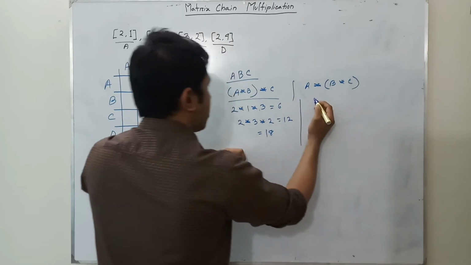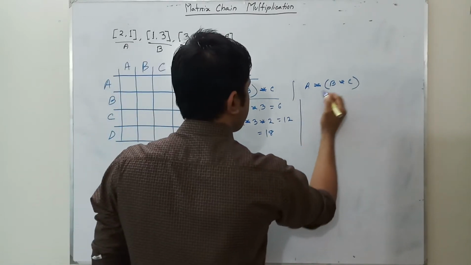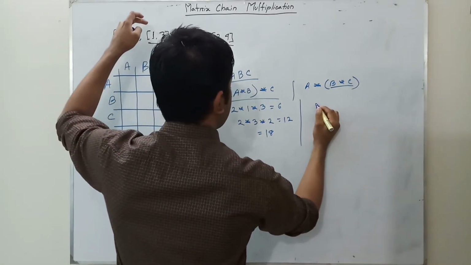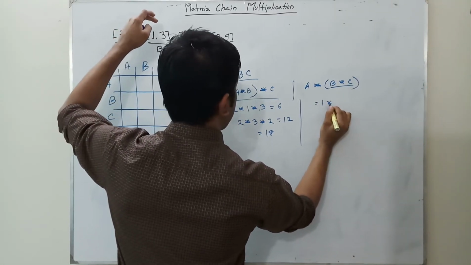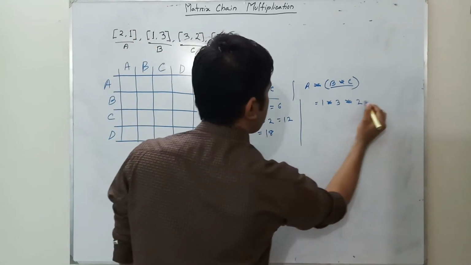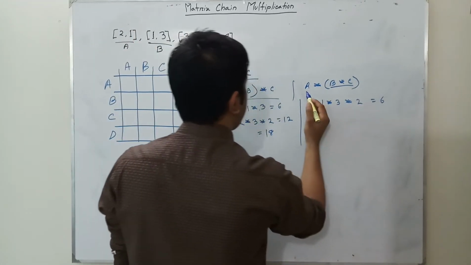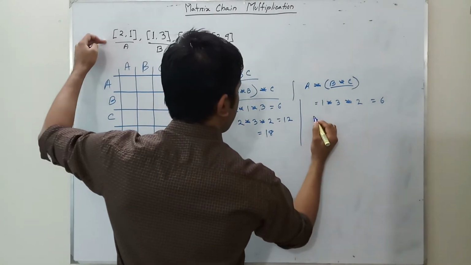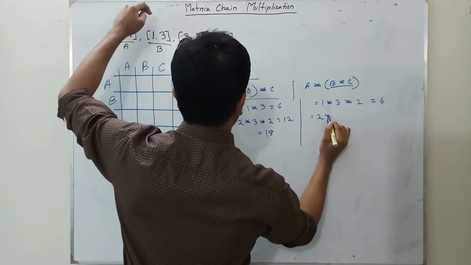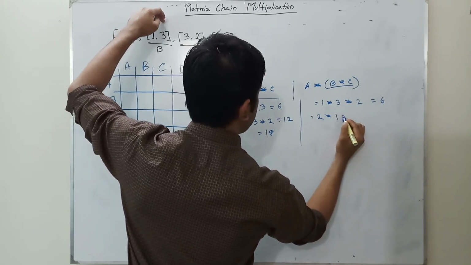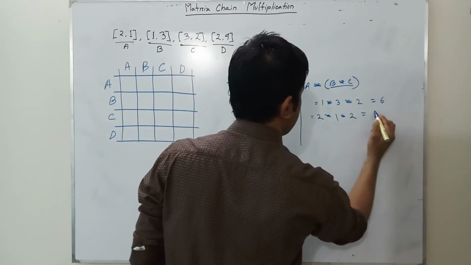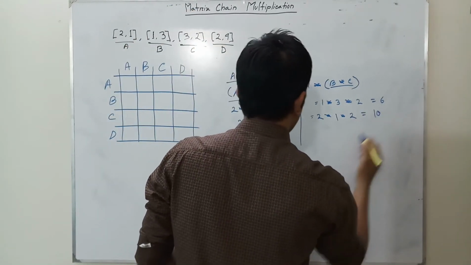Now we will see how many operations we need here. First we will multiply B with C. The number of operations we need: 1 into 3 into 2 equals 6, and now A: 2 into 1 into 2 equals 4, for a total of 10.